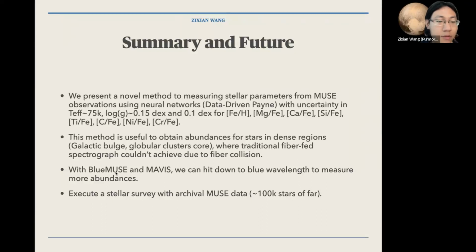And for the future with BlueMUSE and MAVIS, we can get more observations in the shorter wavelength range because they have more absorption features, so we have the ability to measure more abundances. We can also execute a stellar survey just using the MUSE archive data. I made a simple cross-match with Gaia and found more than 100,000 stars included in the archive MUSE observations. Then we can quickly run all the data and provide a catalog of these stars with their chemical abundances to the community.